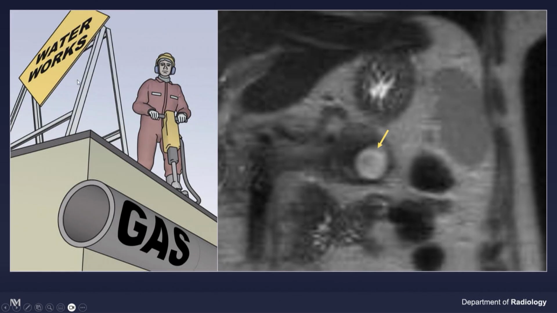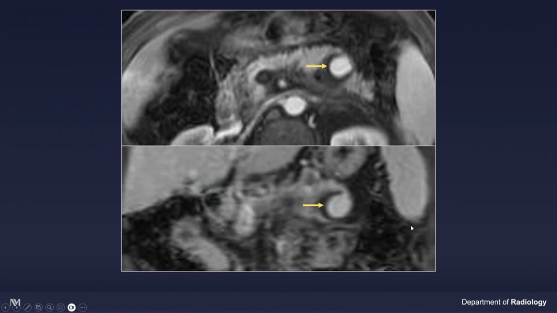I had my illustrator make this. He's drilling for water and he hits gas. Why did he hit gas? Because it's a pseudoaneurysm. So again, if you have a cystic lesion, you want to make sure it's cystic, either do color Doppler or do contrast-enhanced CT or MR to ensure that it's not a pseudoaneurysm.